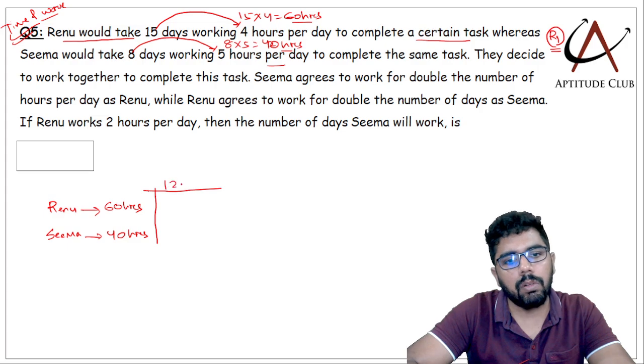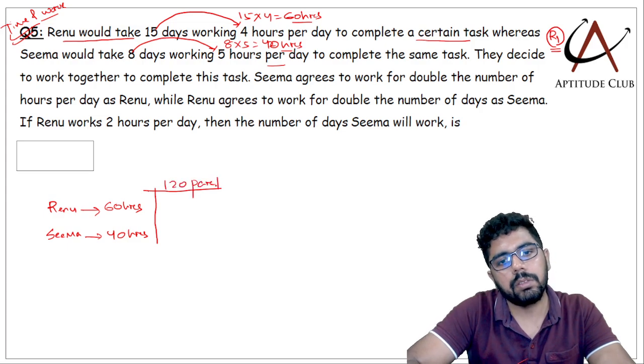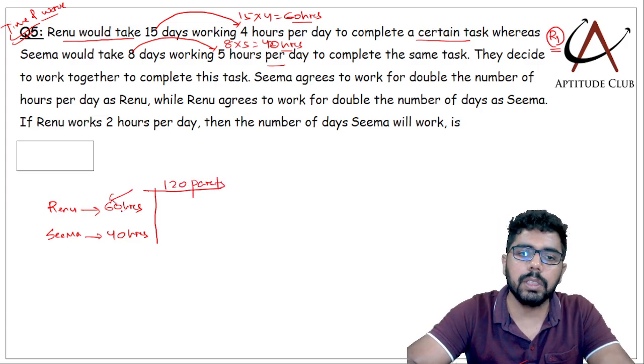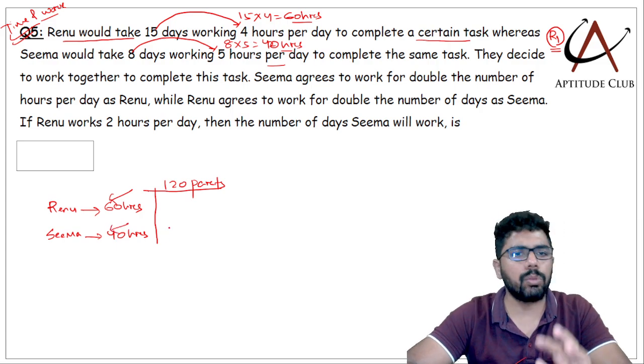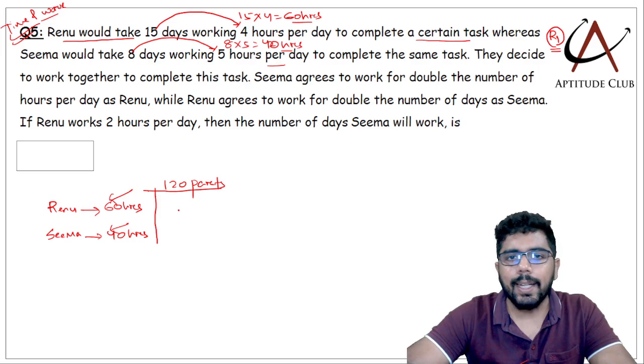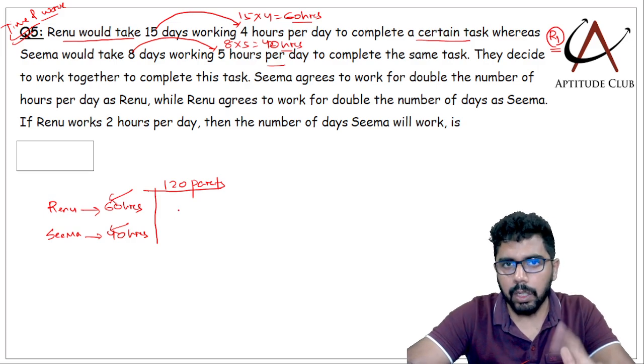So let the total work be 120 parts. 120 is the LCM of 60 and 40. LCM approach. Why take LCM? Convenience of calculation. You see how it becomes convenient.